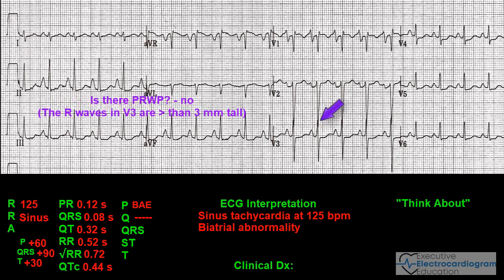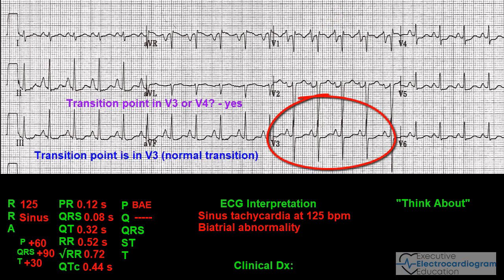Are the R waves in lead V3 less than 3 millimeters, suggesting poor R wave progression? No. Are there tall R waves in lead V1, suggesting posterior myocardial infarction or right ventricular hypertrophy? No. Is the transition point in lead V3 or V4? Yes. It is in lead V3, which is normal transition.